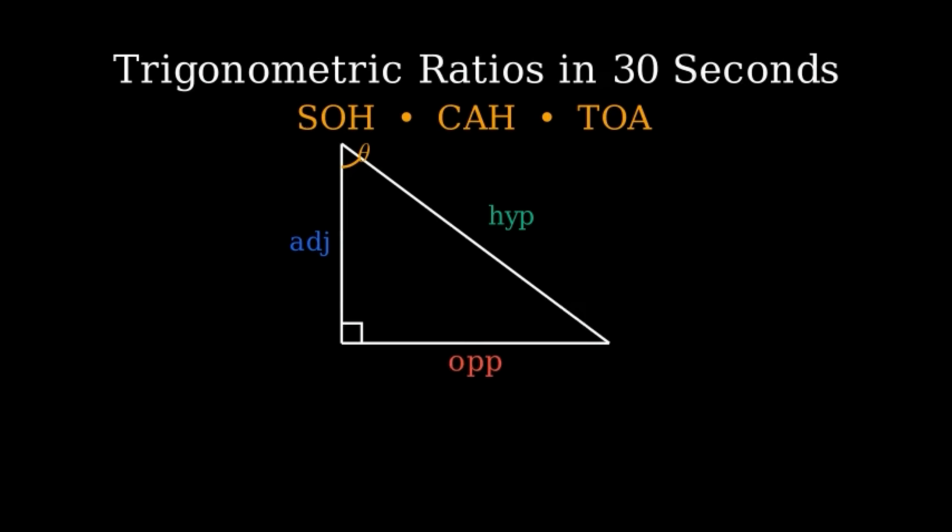Quick example on a 3, 4, 5 triangle. Opposite is 4, adjacent is 3, hypotenuse is 5. So sine theta is 4 over 5, cosine theta is 3 over 5, and tangent theta is 4 over 3.